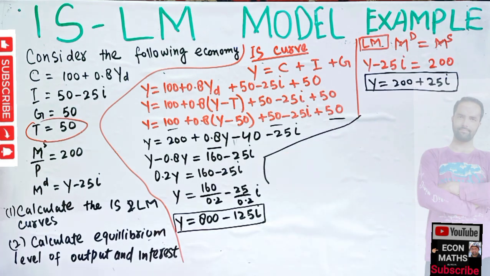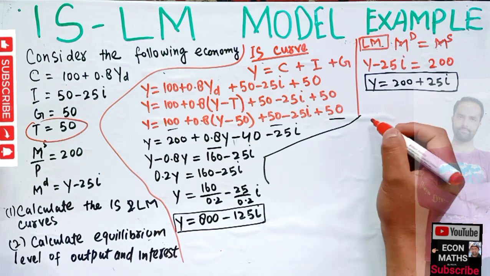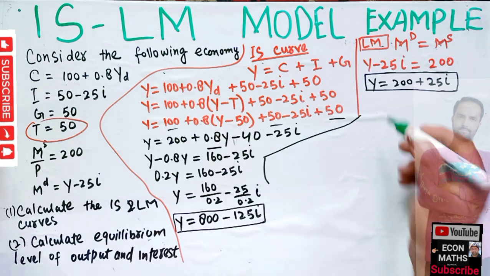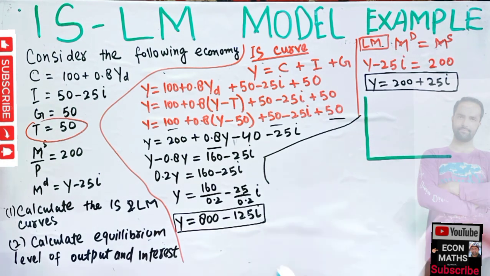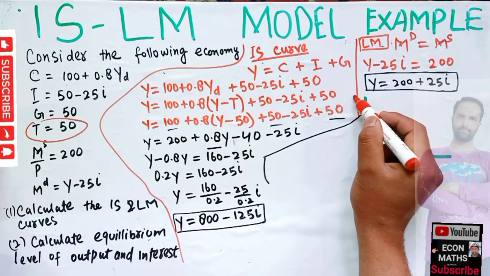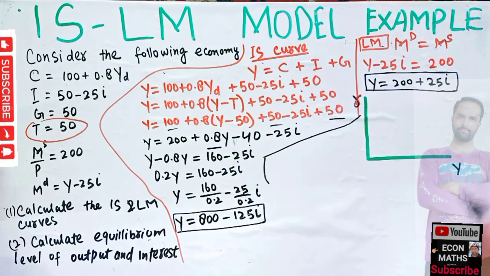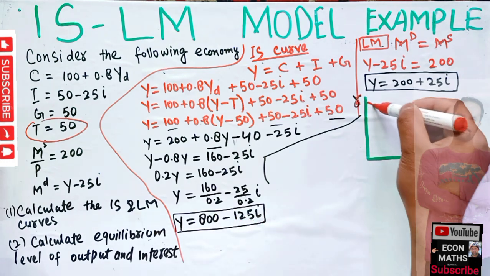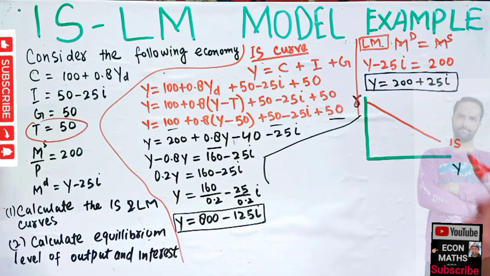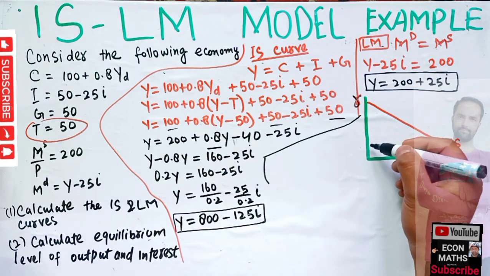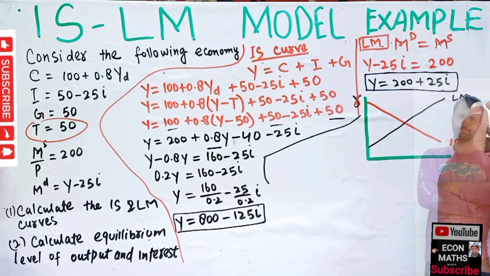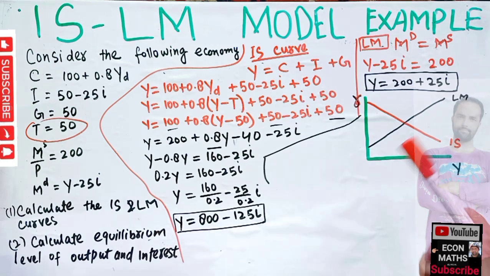Now equilibrium occurs. Let me draw the graph also to make things clear here. We have a graph like this. We have rate of interest on the vertical axis and level of income on the horizontal axis. Our IS function is downward sloped, so this will be like this. This is our IS function. Our LM function is given as, let us write it here, the LM function. Our LM function has a positive slope, plus 25 I, while the IS function has negative 125 I.